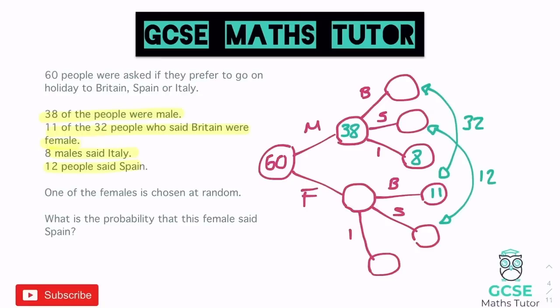So obviously we've got the two circles there for Britain. Let's just highlight that, and they've got to add up to 32. Now the one down the bottom there is 11, so the one at the top has to be 21.